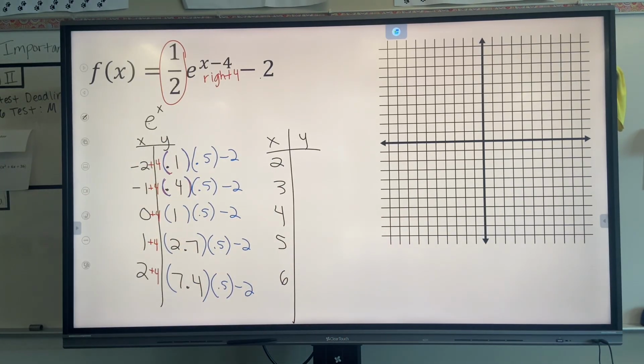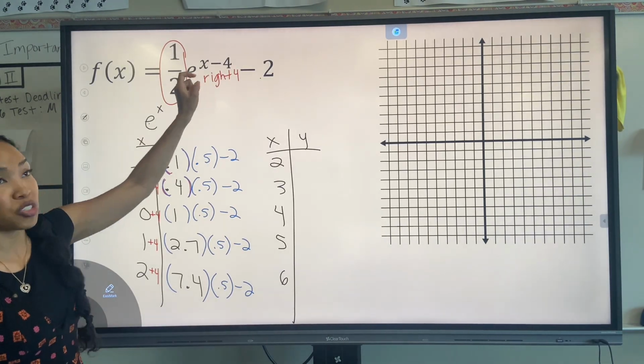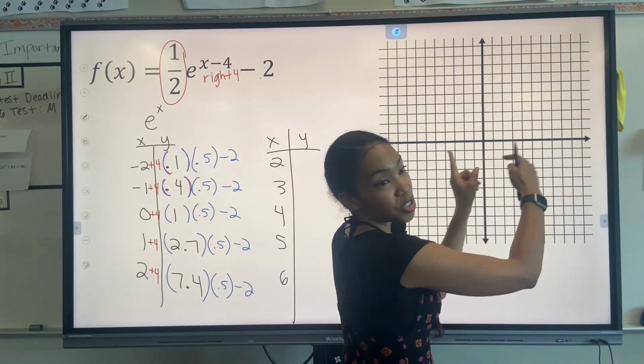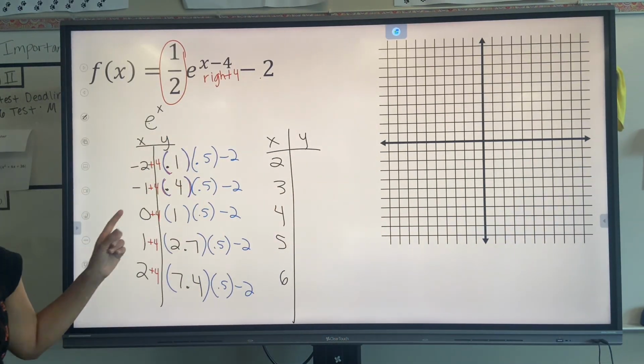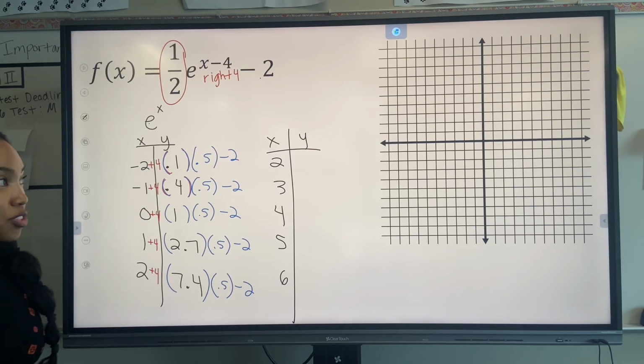Why did you add 4 instead of subtracting? Oh, I added 4 to the x values because the transformation is right 4. So all of your points are moving this way, towards the positive side. That's why you have to add. So it'll be opposite. Yes. Mm-hmm. Wonderful question.